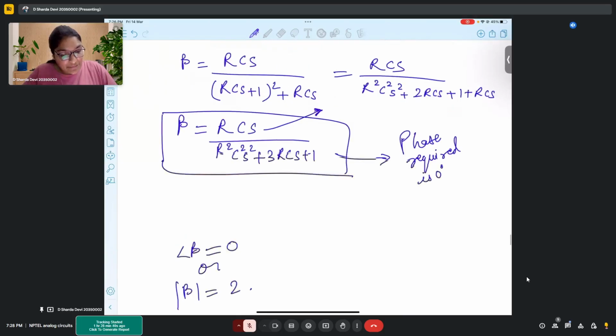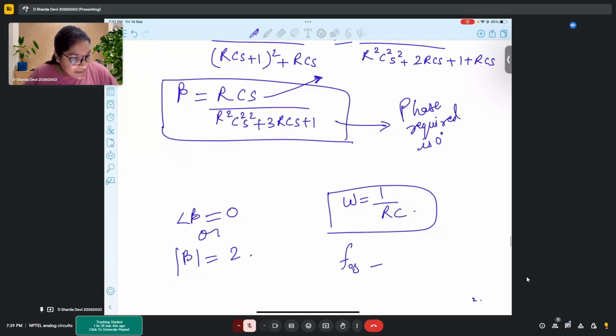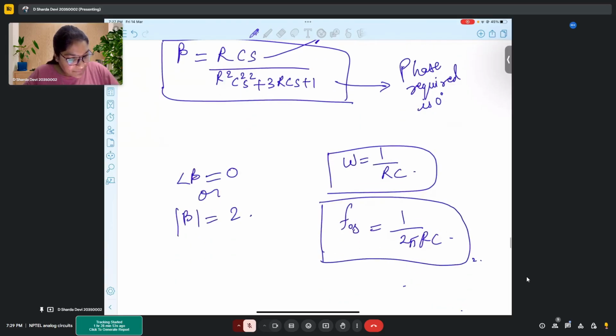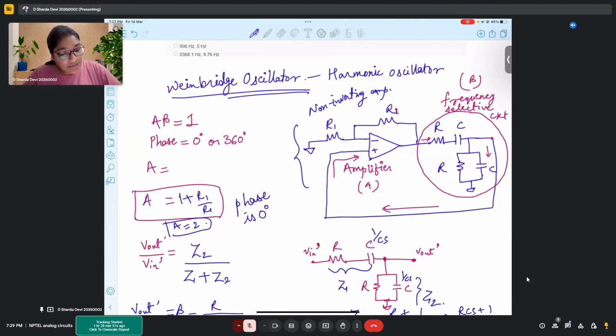So in case of Wien bridge oscillator, the omega comes out to be 1 by RC, or frequency of oscillation comes out to be 1 by 2 pi RC. Okay, so this is for Wien bridge oscillator. Here in Wien bridge oscillator, we are using a non-inverting amplifier. That's why we are equating it with the phase of 0 degrees.